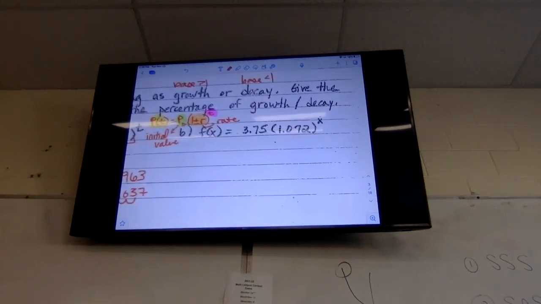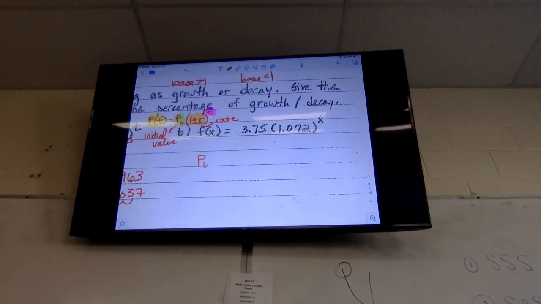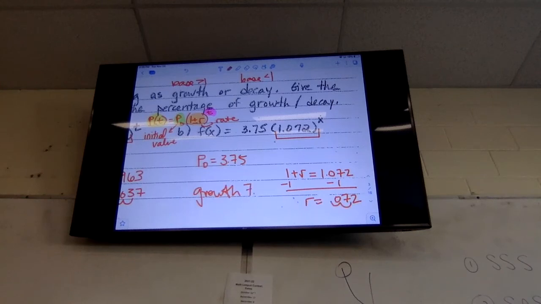All right, let's look at the next one. What's my initial value here? 3.75. Good. Based on my base, is it going to be growth or decay? Growth. It's bigger than 1, 1.072. And again, we'll figure out exactly what my rate is by doing 1 plus r equals 1.072 and then minusing 1 off. R equals 0.072, so let's move that decimal 2 places to get 7.2%.